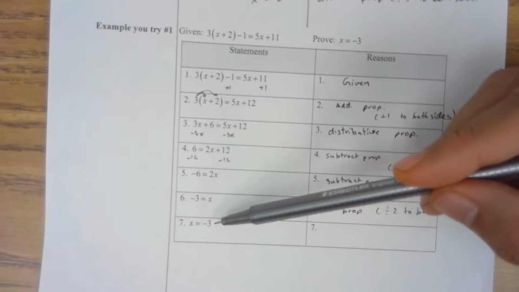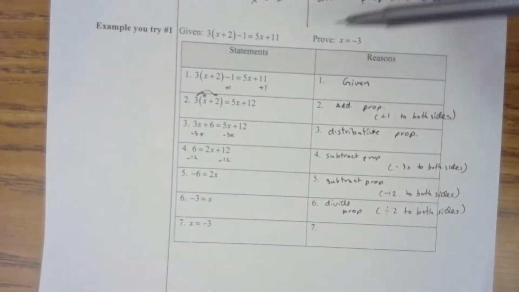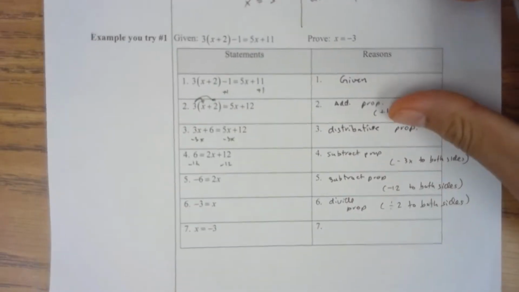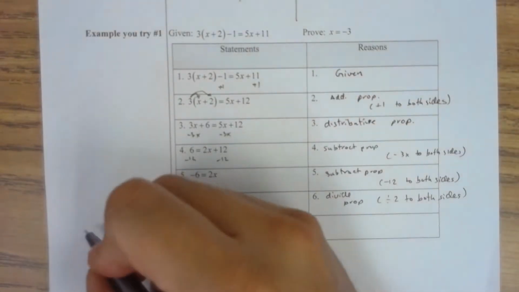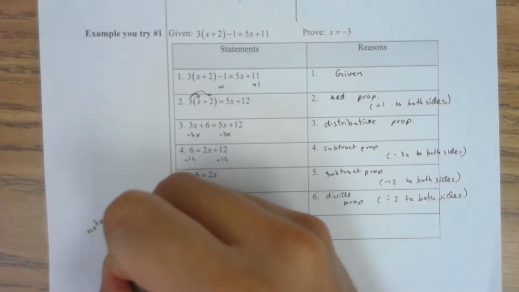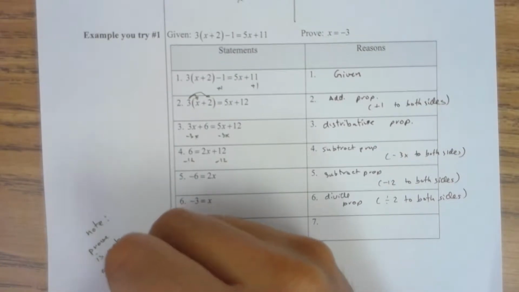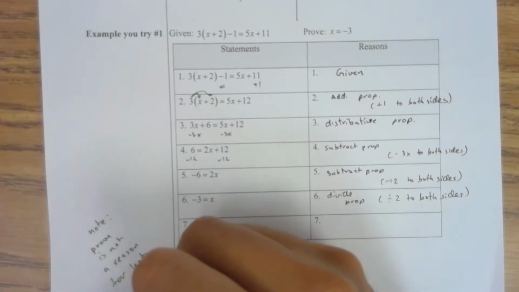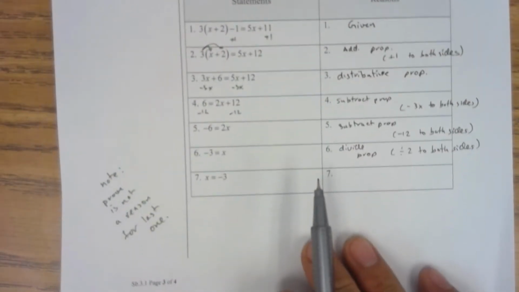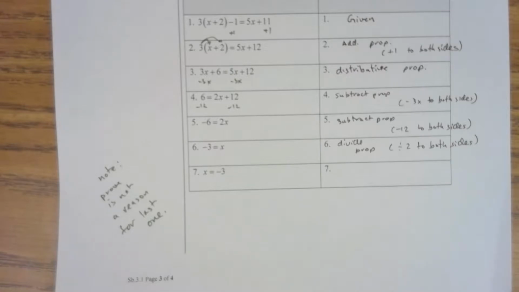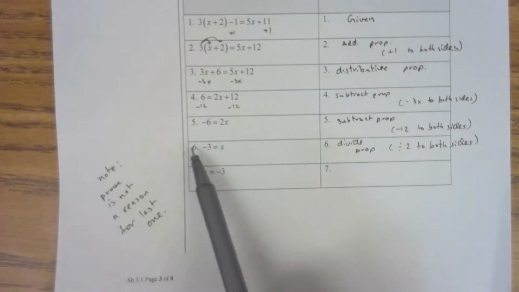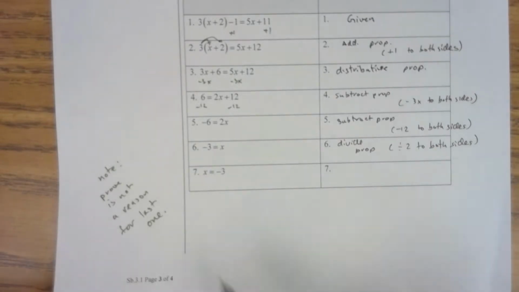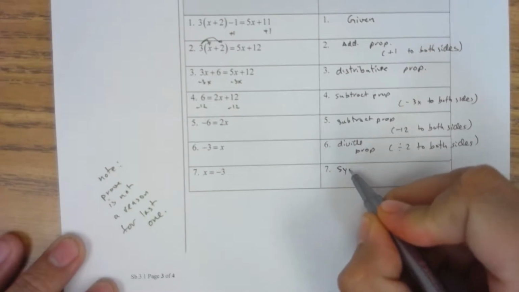Now, if you don't know the answer to this one here, it's never going to be the word proof. Okay? So write a note here. Proof is not a reason for the last one. This one you don't need to write, but just for those who did not pay attention, proof is not here. You don't write proof here, never. So you go from 6 to 7, what you did was you switch it around. So here you're doing symmetric property.